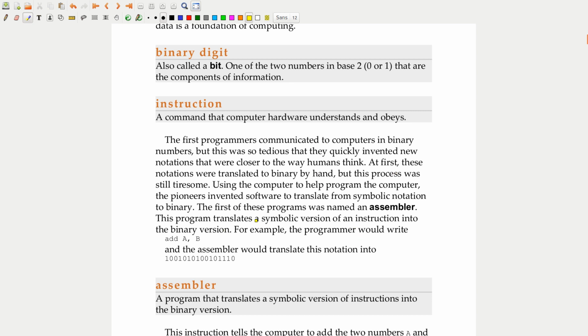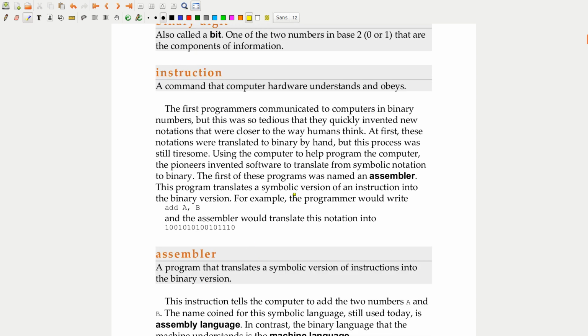Okay, so the lowest level that we generally care about today is assembly. We don't need to ever code anything just in binary. Sometimes we need to edit binary files, but usually we can get away with just editing some assembly. Okay, so using the computer to help program the computer, the pioneers invented software to translate from symbolic notation to binary. So that's what an assembler does.